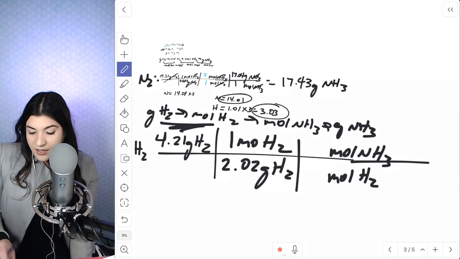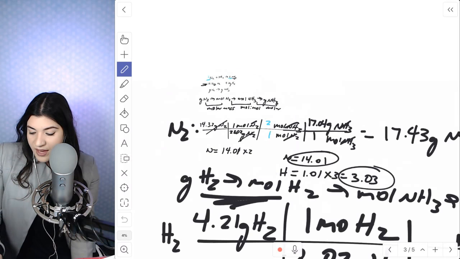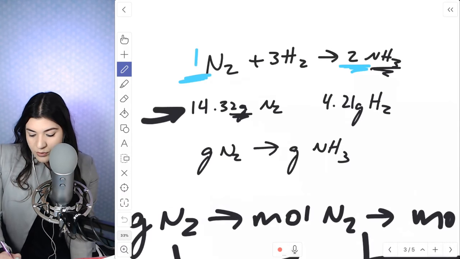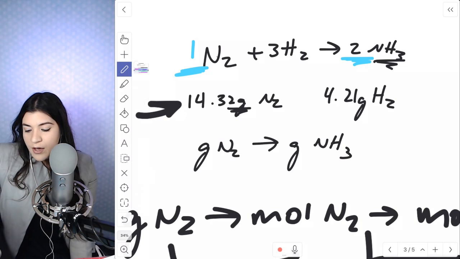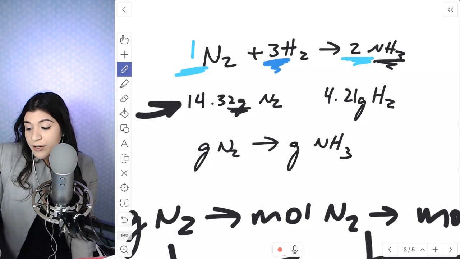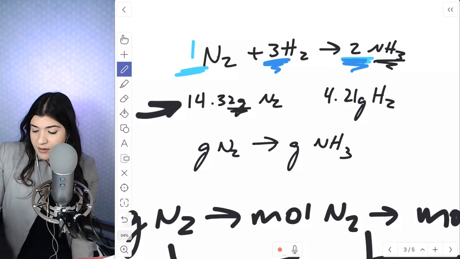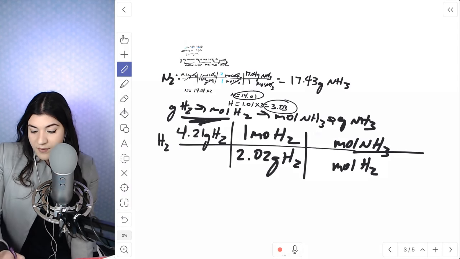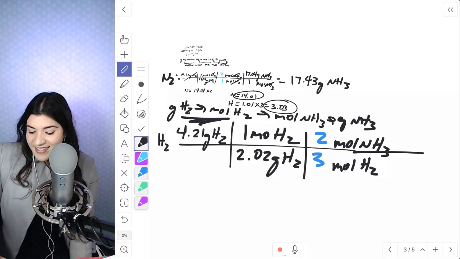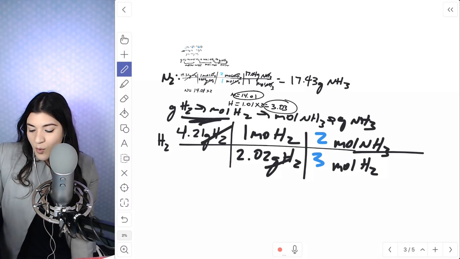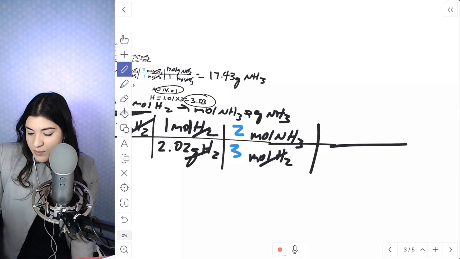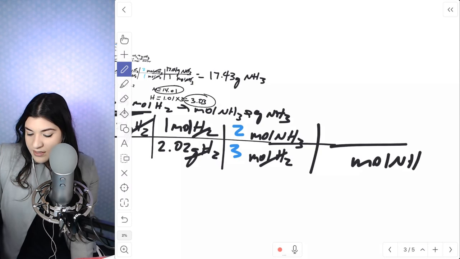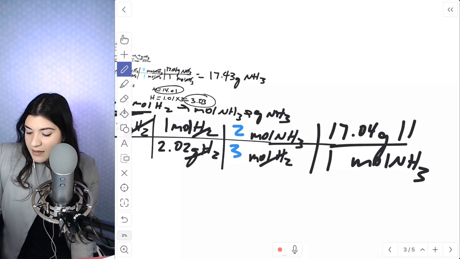Let's go back to our equation and look at our balanced equation to figure out what our mole to mole ratio really is. So there are 3 moles of H2 per every 2 moles of NH3. So 2 on top, 3 on the bottom. And we'll keep going. So our grams and grams of H2 would cancel. Moles and moles of H2 would cancel. And then now we have to use, once again, the molar mass of NH3, which was 17.04 grams per 1 mole. And then let's see what that gives us.